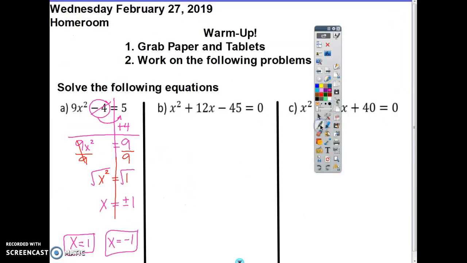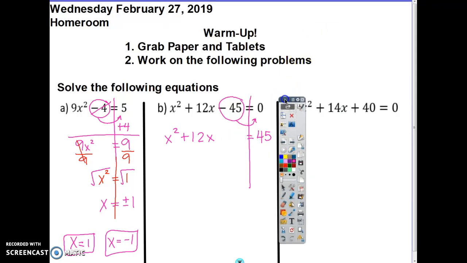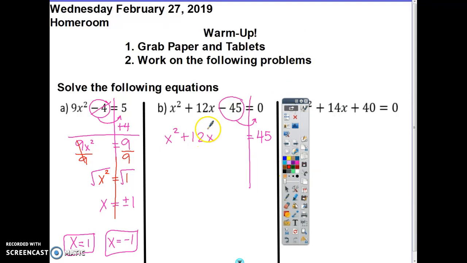Problem number 2. If it only asks for solutions, again, just put it in Desmos. But if it asks to complete the square, okay, in order to complete the square, this needs to be on the other side. So that's positive 45. This comes down, x squared plus 12x, and I'm going to leave a space right here because I have to complete the square. So what do you do when you complete the square? You're going to take the b, which is this one. You're going to take that number, half it, divided by 2. What do you get? 6.